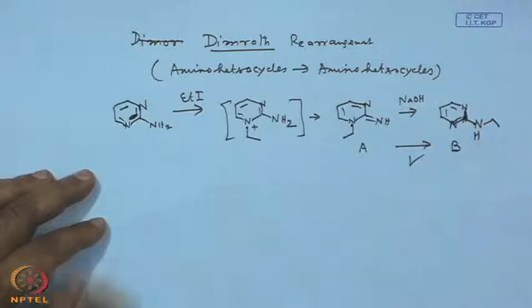So, that means in almost all of these Dimroth rearrangements, the eventual product is the amine with the alkyl side chains, or whatever the side chains are available, that would finally be located in the side chains. Okay. And what is the mechanism?